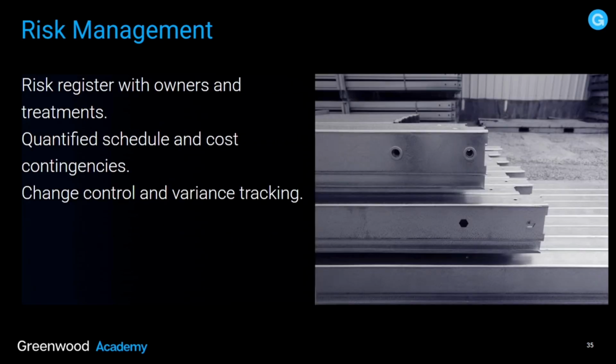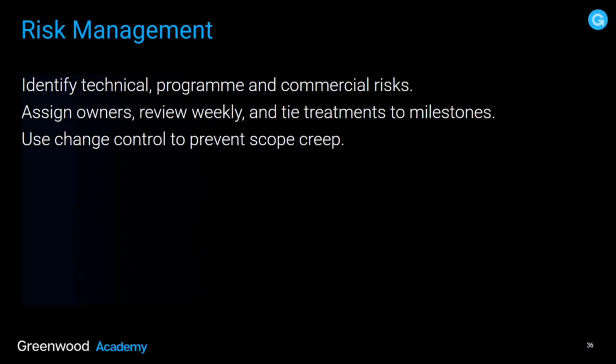Risk management. Risk register with owners and treatments, quantified schedule and cost contingencies, change control and variance tracking. Identify technical, program and commercial risks, assign owners, review weekly and tie treatments to milestones. Use change control to prevent scope creep. Scope creep can become an issue when the projects become larger and larger, and it's something to be really aware of, that you keep scope creep in check.